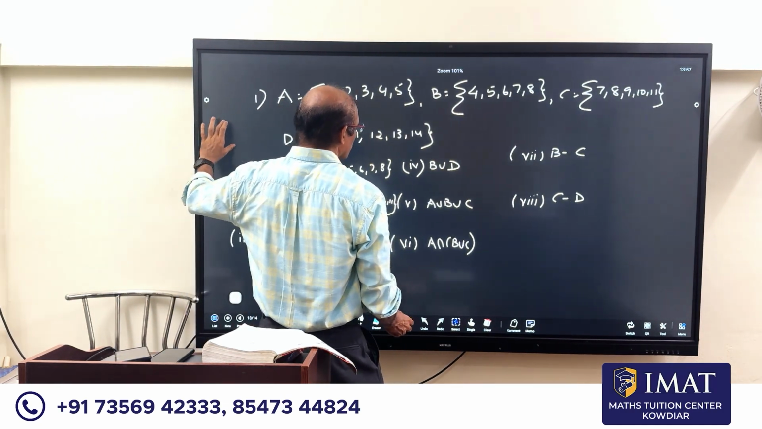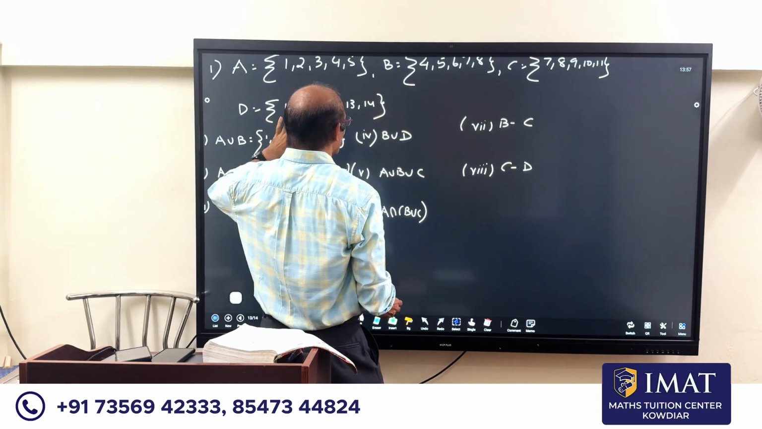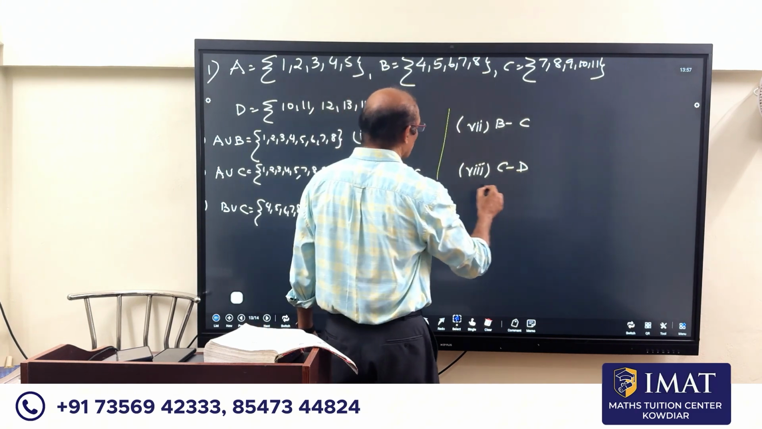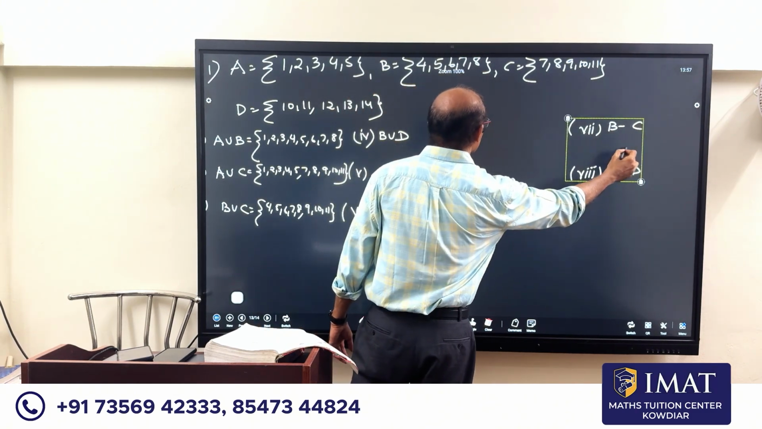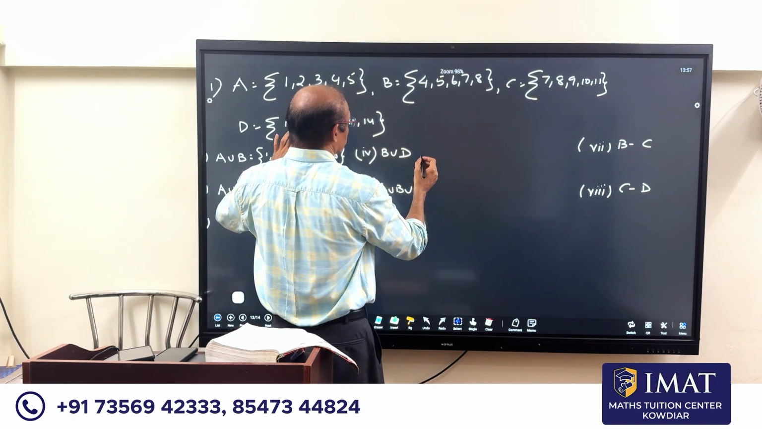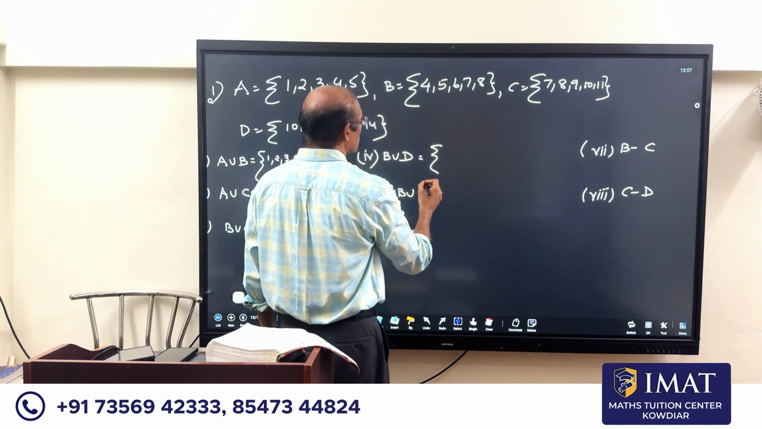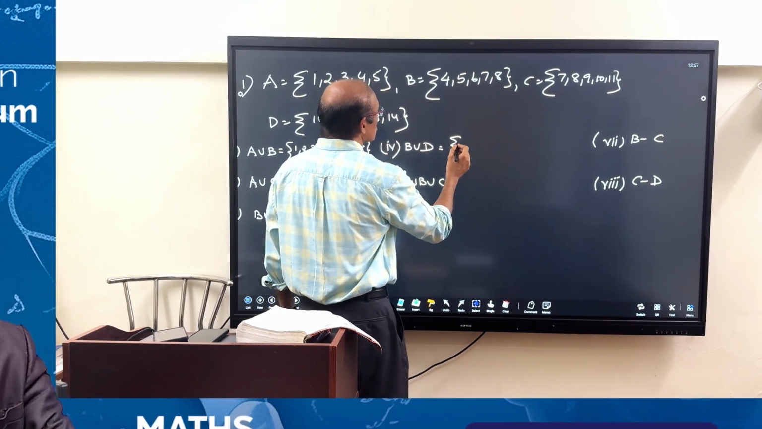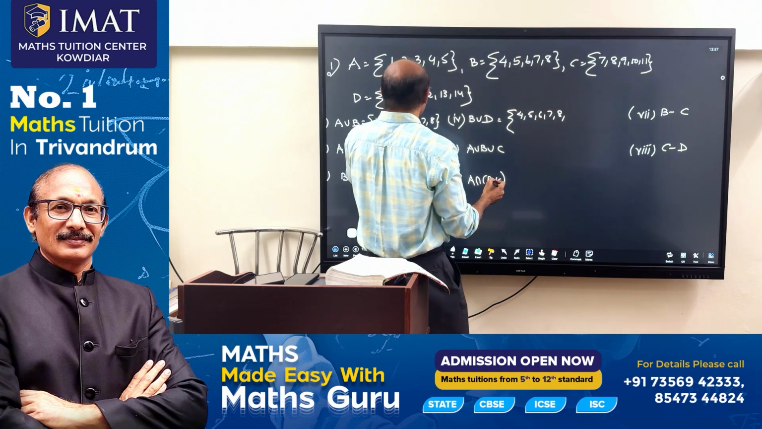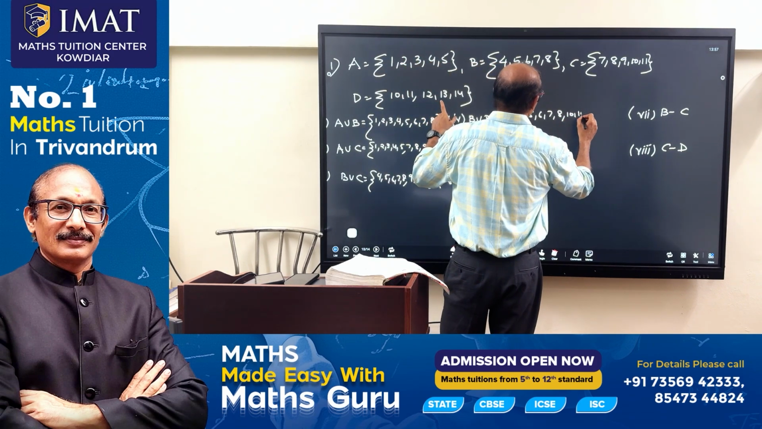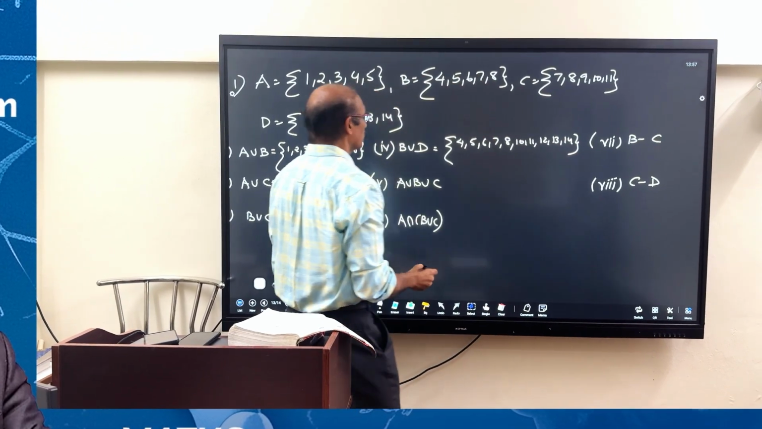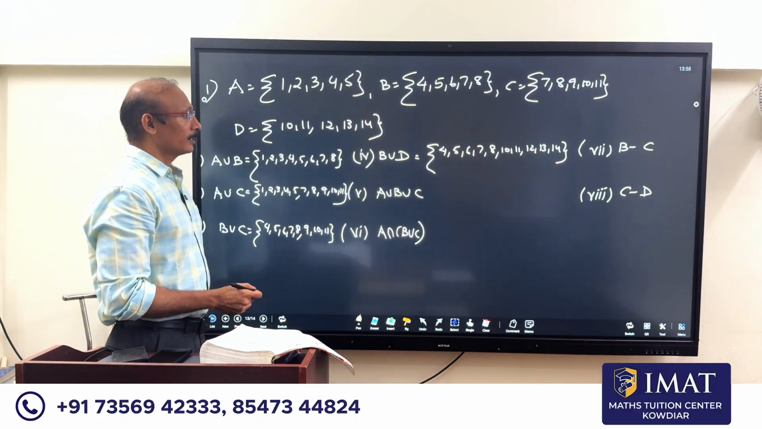This is okay. Now let us see for the next case, what is B union D? Just see this one, B union D. What is B union D? So B union D is set B with D. So 4, 5, 6, 7, 8. Then the elements of D, 10, 11, 12, 13, 14. This is B union D.